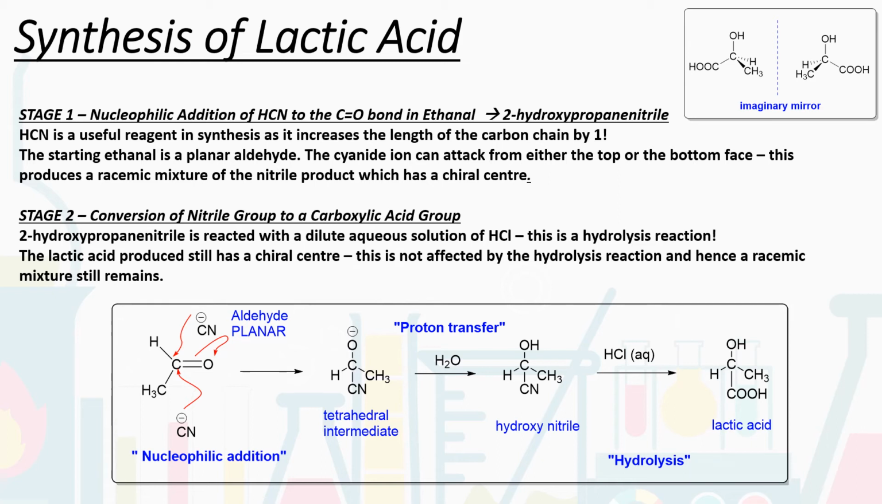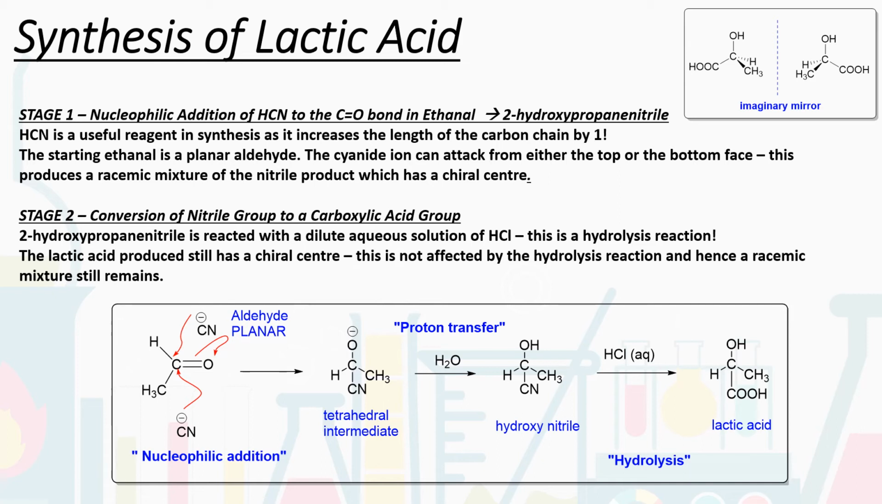And so the lactic acid that we then end up producing still has this chiral centre. We've introduced the chirality in the very first step by having that planar aldehyde reacting with our cyanide nucleophile, creating our tetrahedral 2-hydroxypropane nitrile. And because there's 4 different groups attached, an OH, a CH3, a CN, and an H, that's our asymmetric carbon. Our molecule is therefore chiral.